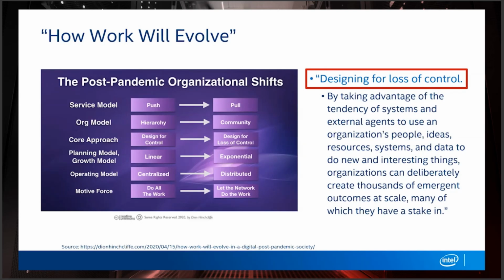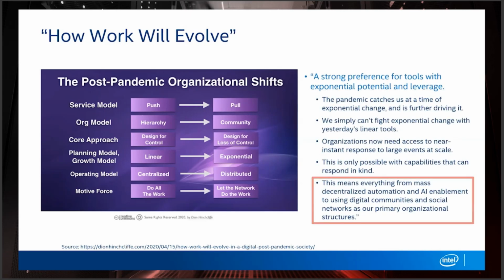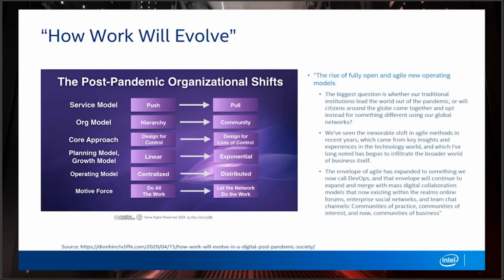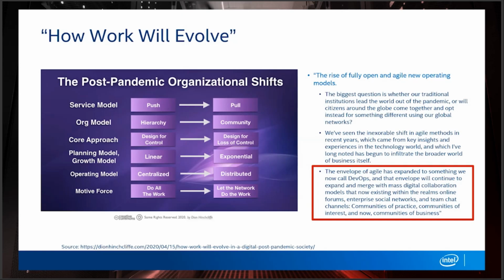That's the way in which these crowdsourcing or viral types of events take place. We need to put those into our organizations and really capitalize on them. There's going to be a need for mass decentralized automation, things like AI enablement, using digital communities and social networks as our primary organizational structures. And then finally, a continuation of this agile development model being penetrated throughout the organization, where we team up teams together and allow them to connect. This is what's really going to deliver very powerful value to our organizations in the future, right? So we need to be positioning ourselves for this kind of future right now.